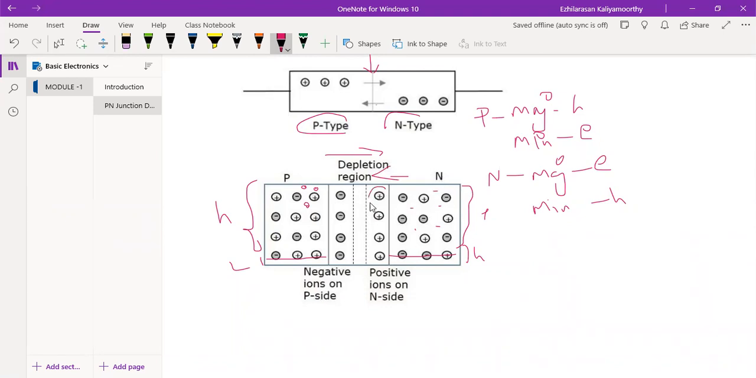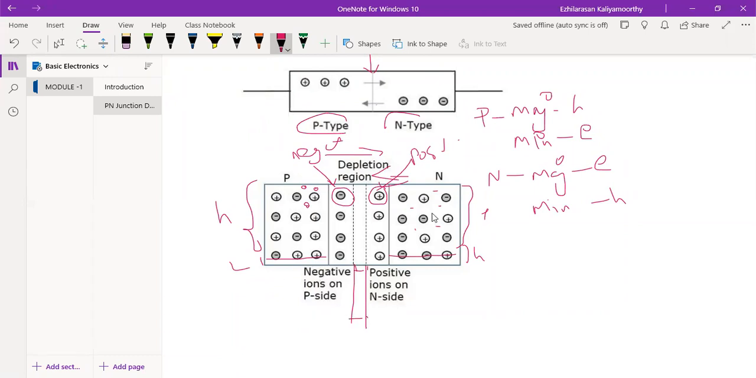See, this is the positive ion, this is the negative ion. So like this it will be formed very close to the junction. See here, this is the junction. So it will be called the PN junction or junction barrier. This only we can call the junction barrier.